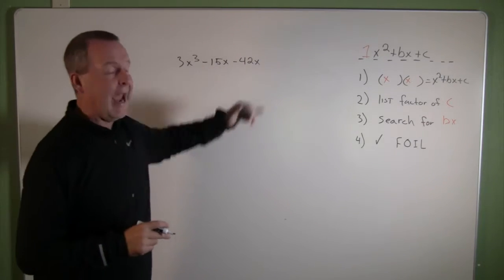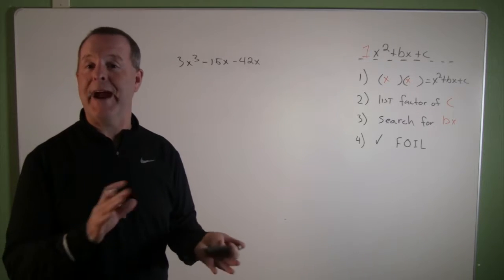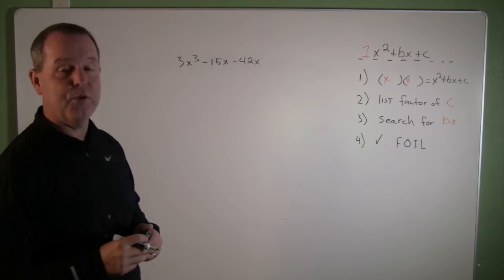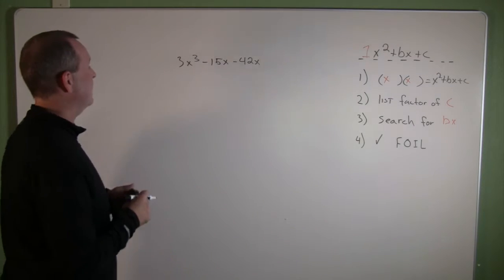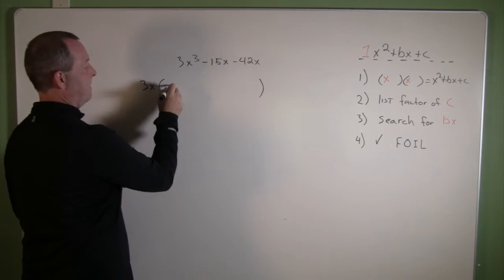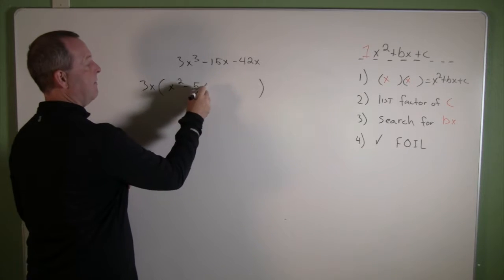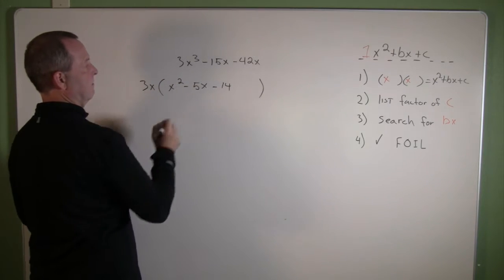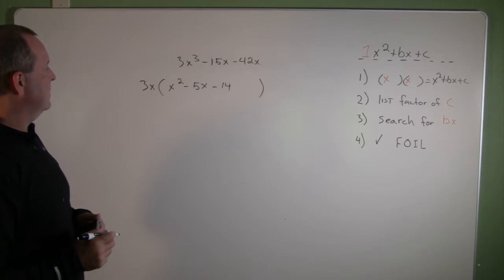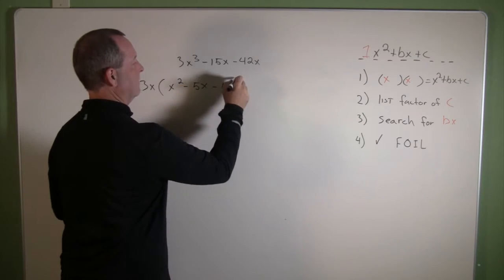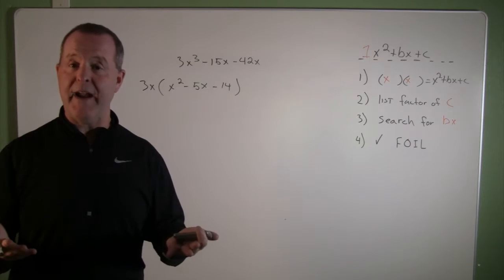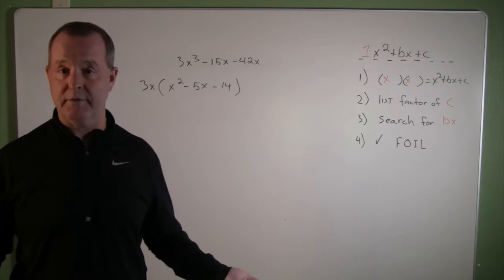Every one of these terms has something in it that I can already pre-factor out, or I can do an initial factor. Each of those terms has a 3 and an x as its greatest common factor. So I can factor out a 3x, and then I'm left with an x squared minus a 5x minus a 14. Just checking if I did my work right. 3 times 14 is 42.